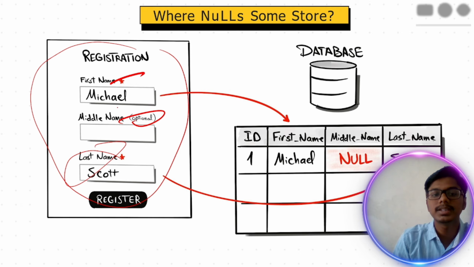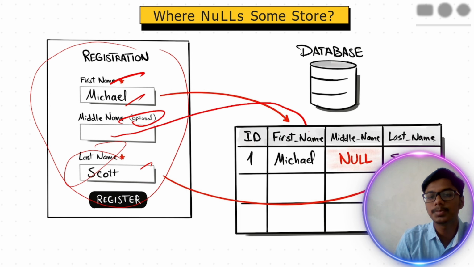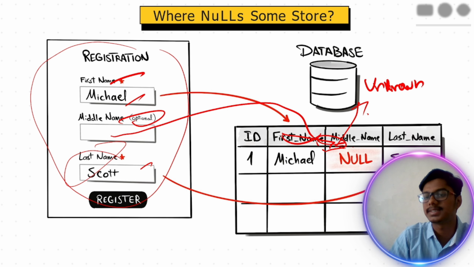Now many users give just the first name and the last name. The middle name is optional, so we don't make the middle name mandatory. It is going to be stored as a null. That's what unknown information tells.